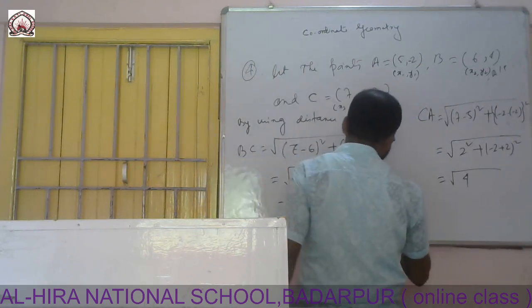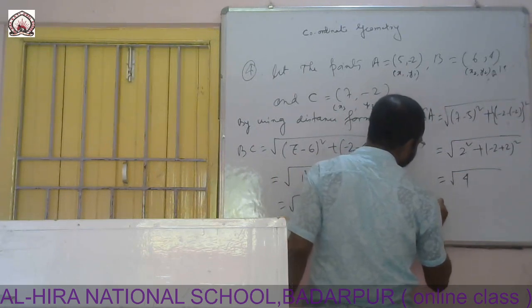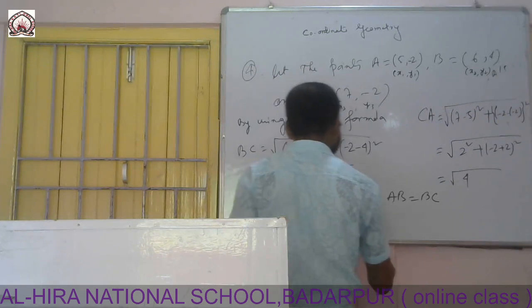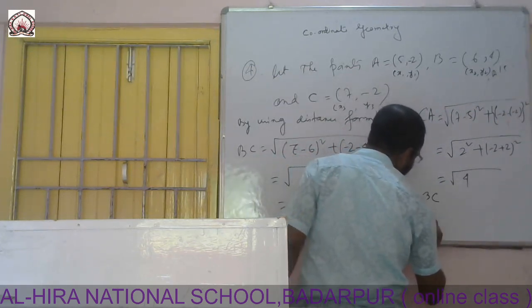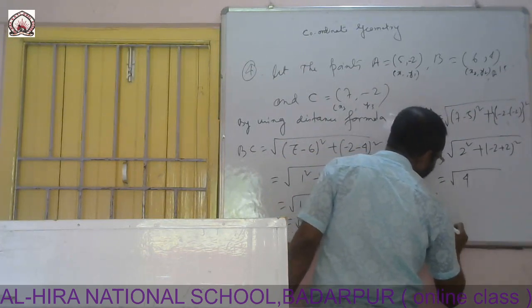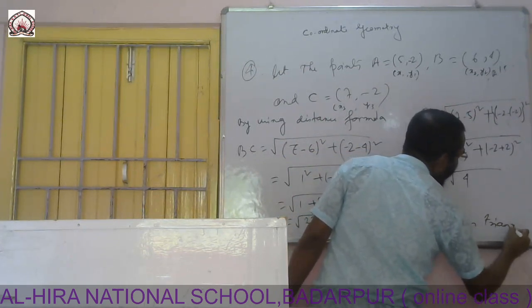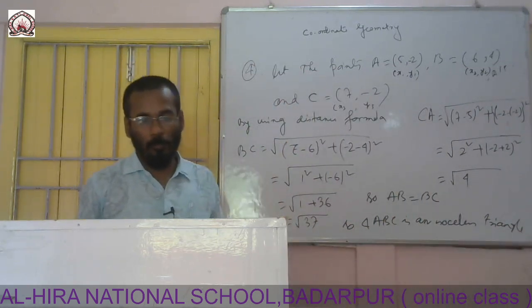So AB is equal to BC. So AB is BC, two sides are equal. So we can say triangle ABC is an isosceles triangle. So this one is question number 4.